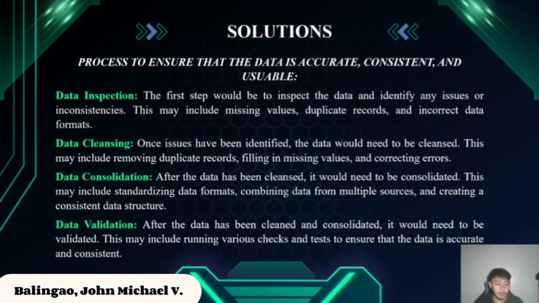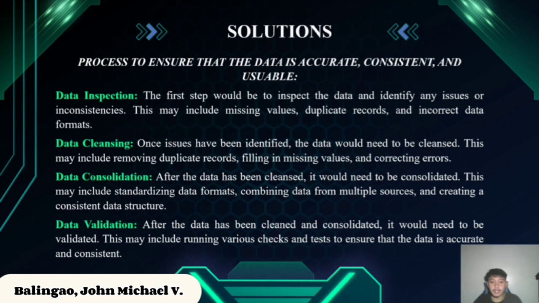Raw data from 2011 to 2015 from an unnamed town would likely contain a variety of different data types and formats. Before data mining can be performed, the data would need to be cleaned and consolidated. This process would involve several steps to ensure that the data is accurate, consistent, and usable. First is the data inspection. The first step would be to inspect the data and identify any issues or inconsistencies. This may include missing values, duplicate records, and incorrect data formats.